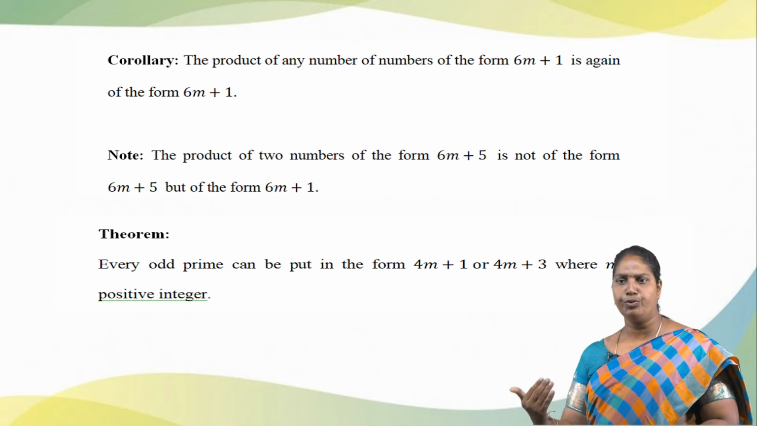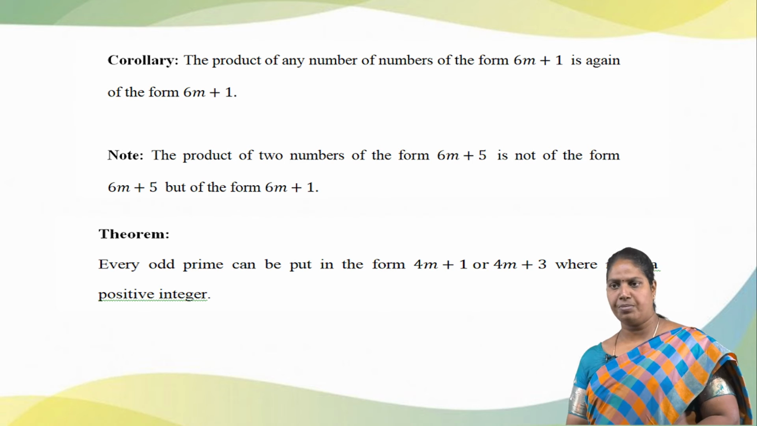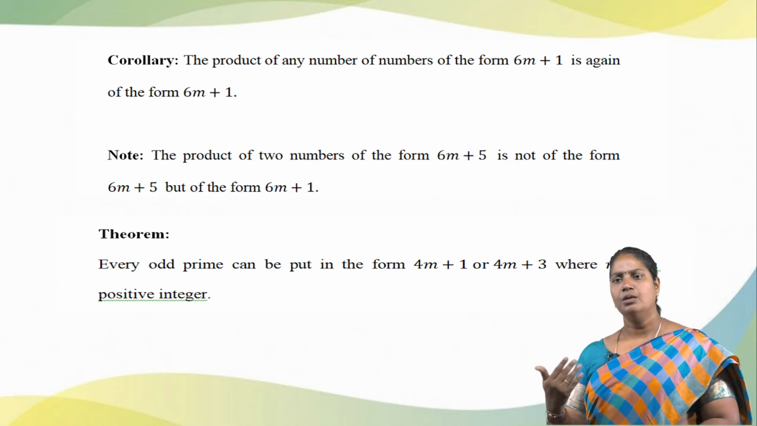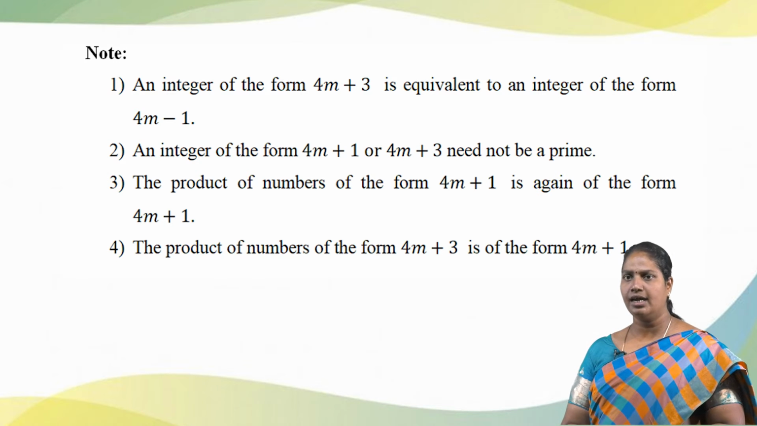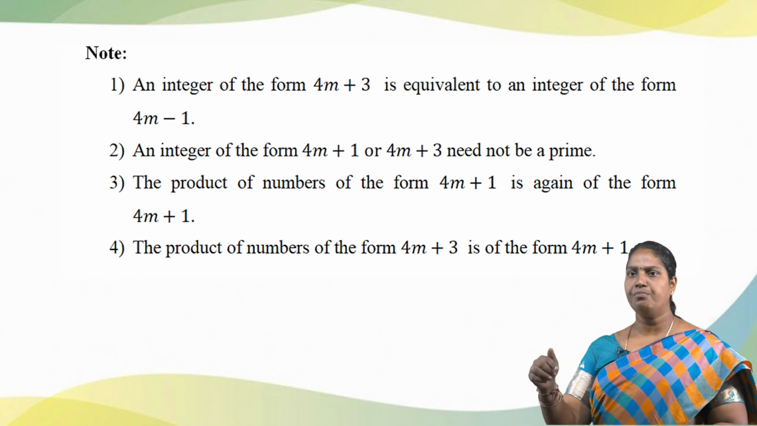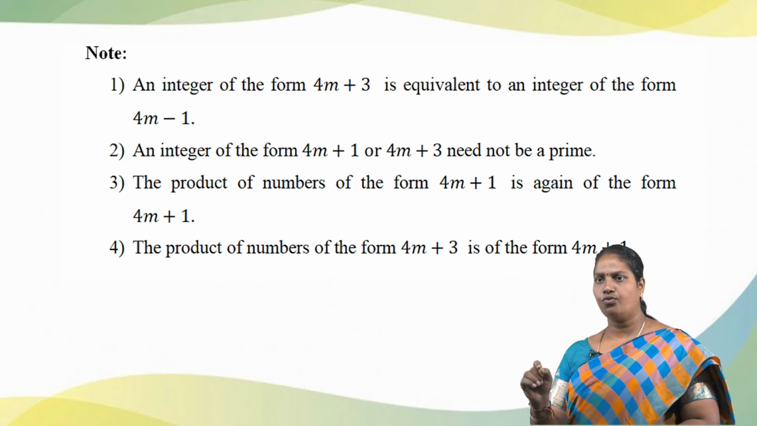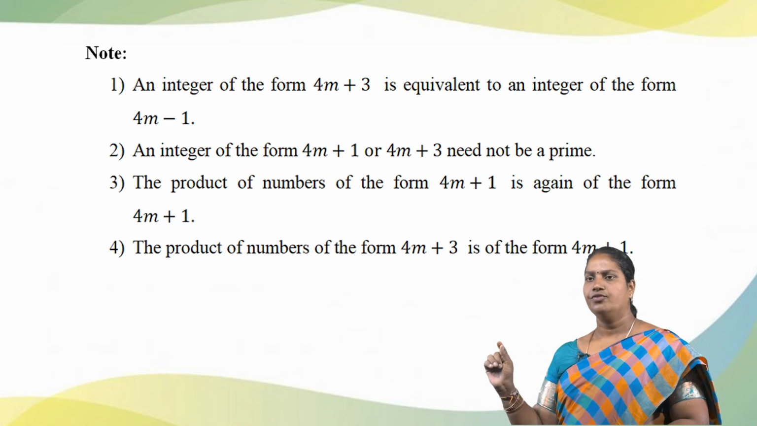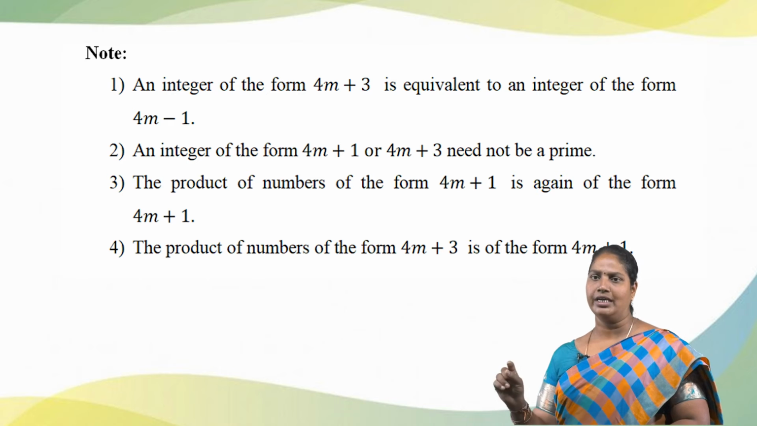These results can be proved for the forms 4m plus 1 or 4m plus 3, where m is a positive integer. The following is an important note: an integer of the form 4m plus 3 is equivalent to an integer of the form 4m minus 1. Again, we see that 3 can be written as 4 minus 1. So 4m plus 3 can be viewed as 4m plus 4 minus 1. So that is equivalent to 4m minus 1.